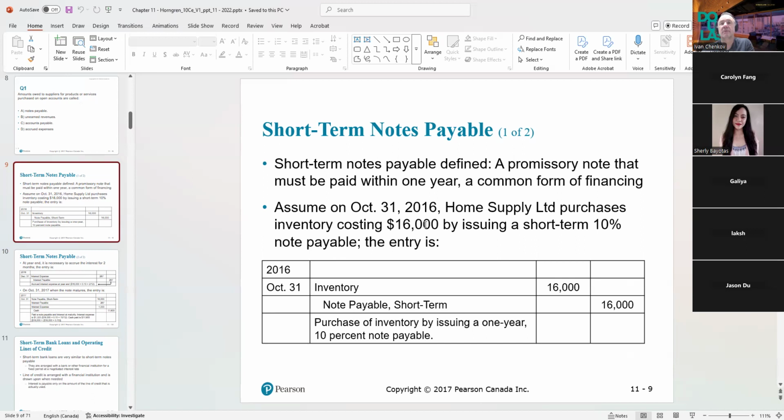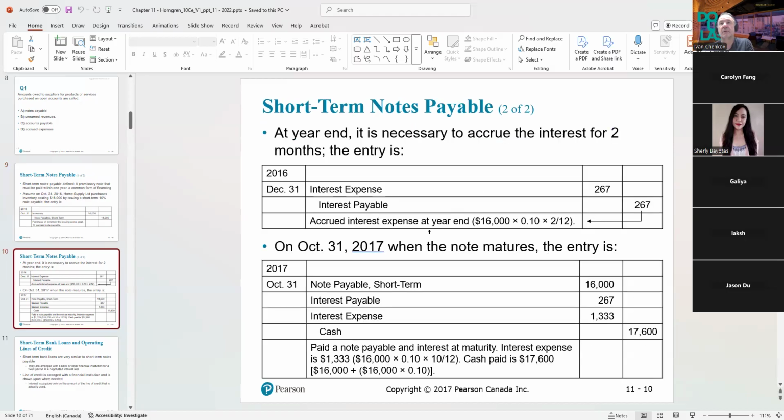And with that note payable comes 10%. So the question is, do I owe interest in the future for the months that already passed? And if the answer is yes, then we have to show that interest payable and respectively have to debit the interest expense. If the answer is no, we don't have to do anything.